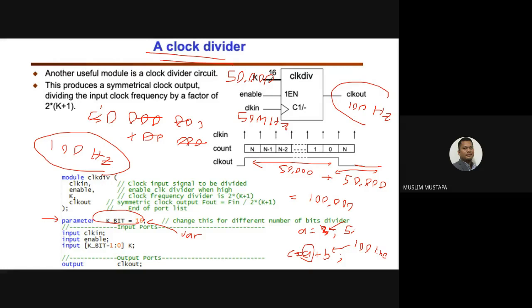So for K bit, you assign it a value of 16, and you just call the name here. K bit depends on whatever value you assign it. In this case it's 16, so 16 minus 1 is equal to 15. In future, if you want to change it, you just change it. If you change to 8 bit, then it becomes 8 minus 1, so 7 to 0. Just like that.